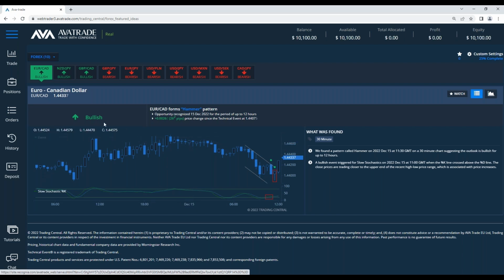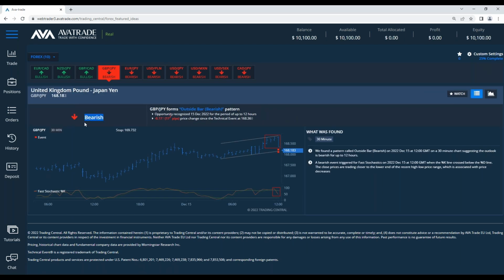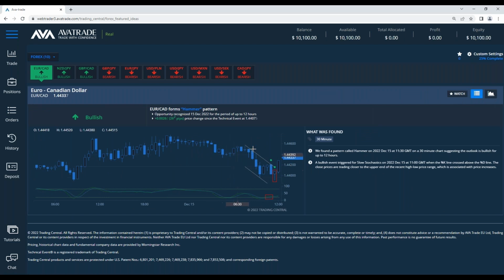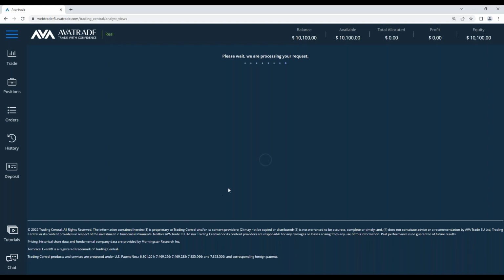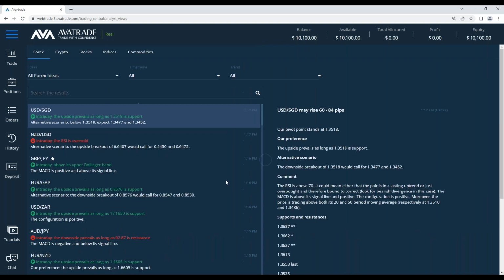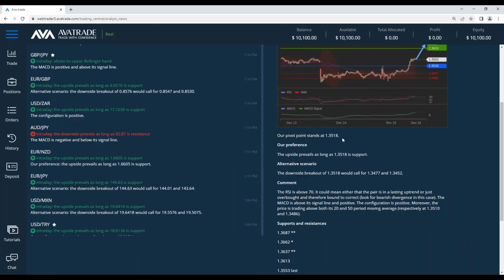This is exactly, as you can see here, bullish. As I've explained about bullish and bearish, bearish is going down, bullish is going up. Now this is a very interesting overview, which we can signify here. And if we carry on to analysis views, we can also get even more specific ideas, such as pivot points, and like I said, support and resistance.